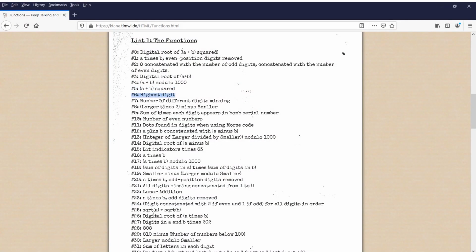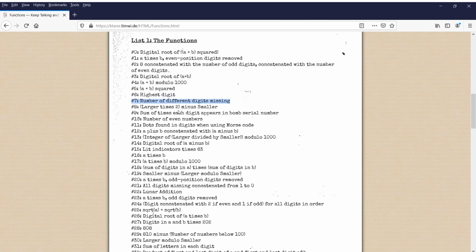Let's see. The highest digit, that one should be pretty obvious. It's basically 1, 2, 3, 4, 5, 6, 7, 8, 9. Which one of those is the highest? If we were to use it out of 8, 4, 7, 8, and 5, it'd be 8. So we know it's not that.